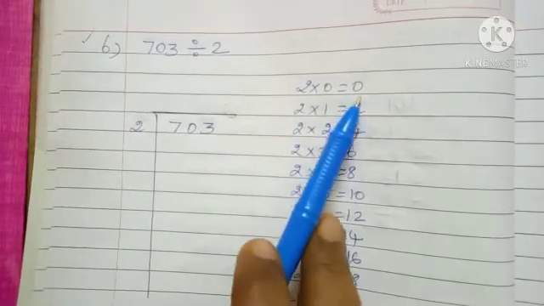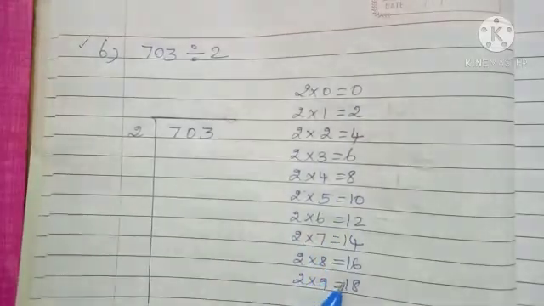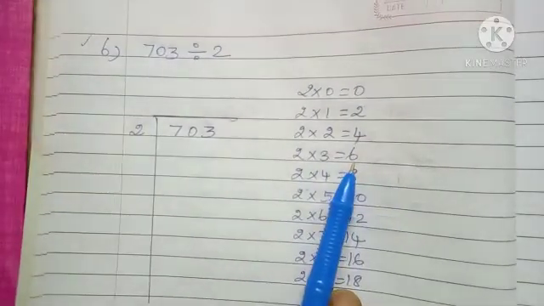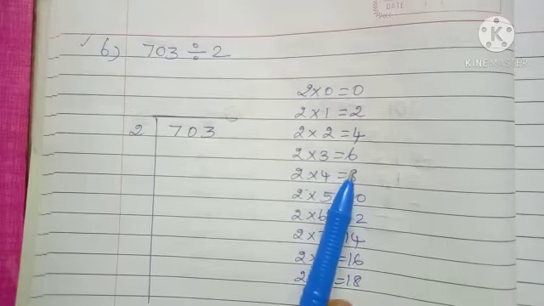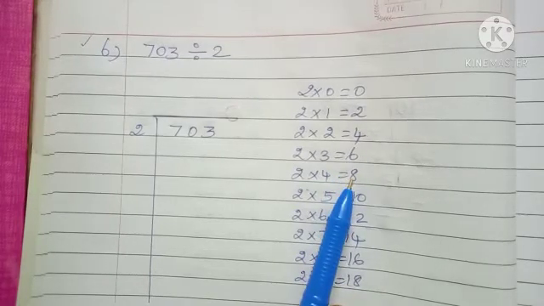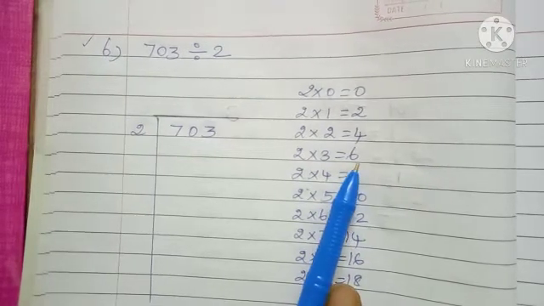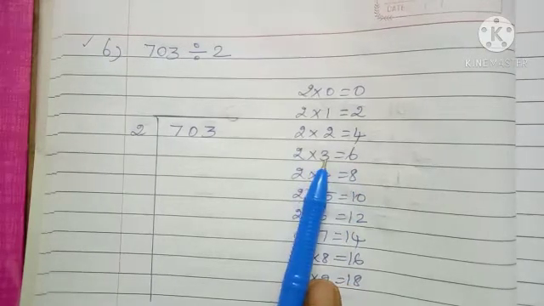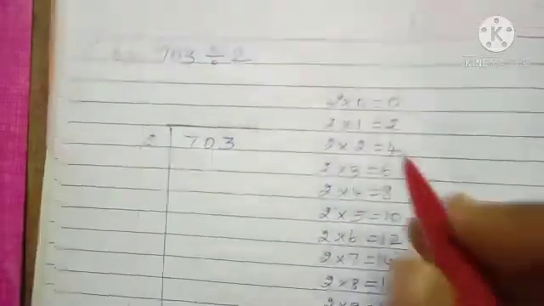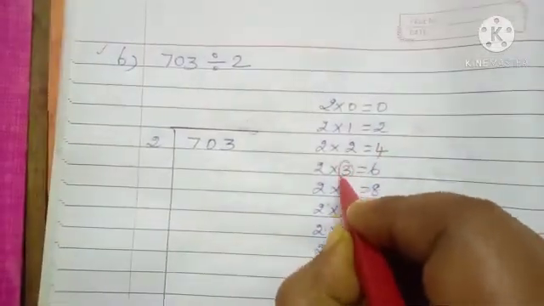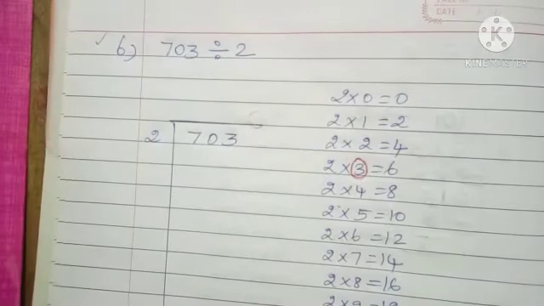Check only the product line. 7 is not here, but the number before it, 6, is here, and 8 is here. So in division you use only the number before; don't use the number after. So here you check 6. How many times does 2 go into 6? 3 times. Note it here: 3 times.